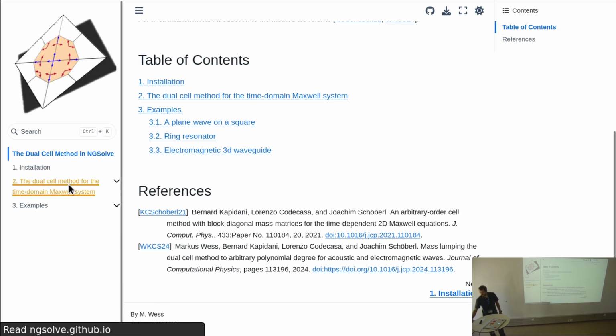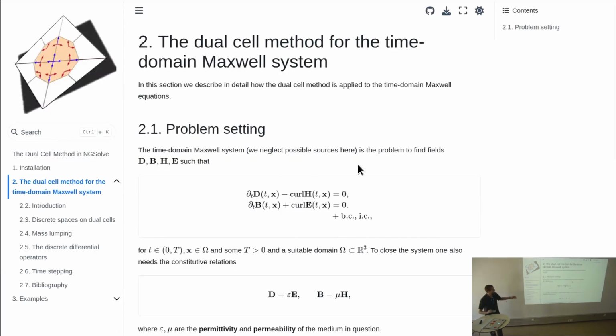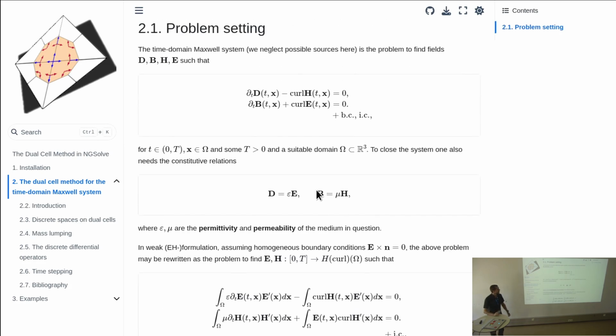So what do we actually want to do? We want to solve the time domain Maxwell system. Probably all of you are familiar with it. It's a hyperbolic partial differential equation, and you have your electric and magnetic fields, D, H, B, and E, which are coupled via curl operators, and also we have the constitutive relations here, which contain the material parameters.